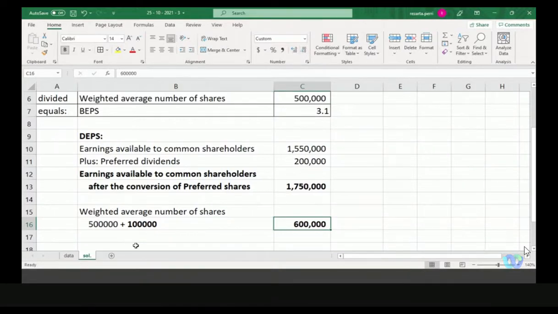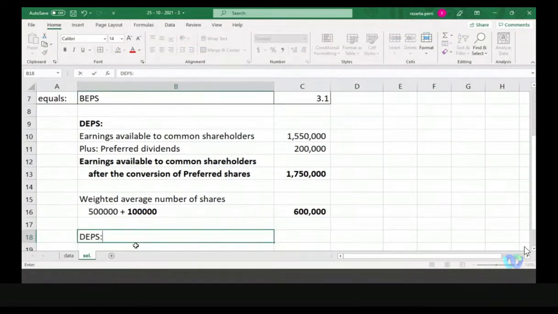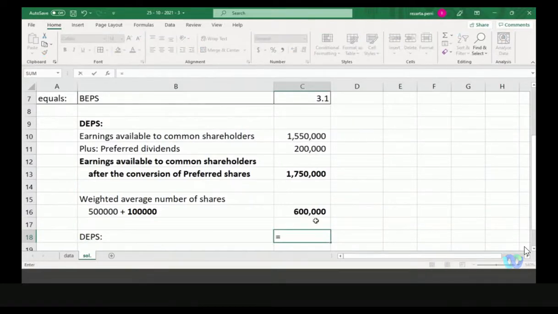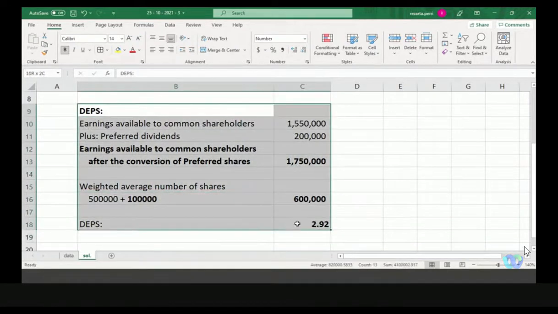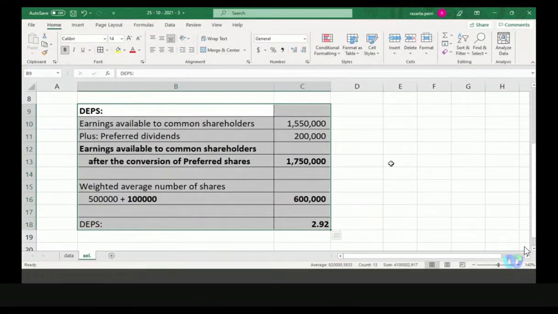Therefore, we have the two components that we need to calculate the diluted earnings per share: the earnings that, after the conversion, are available to common shareholders, divided by the new number of weighted average shares. The new amount of diluted earnings per share after the conversion takes effect will be 2.92. So this is an approach that we can take to calculate the diluted earnings per share. Any question to that?